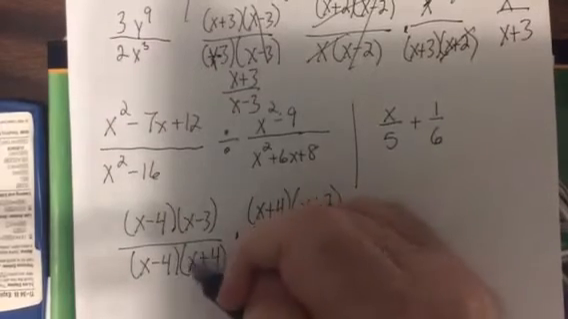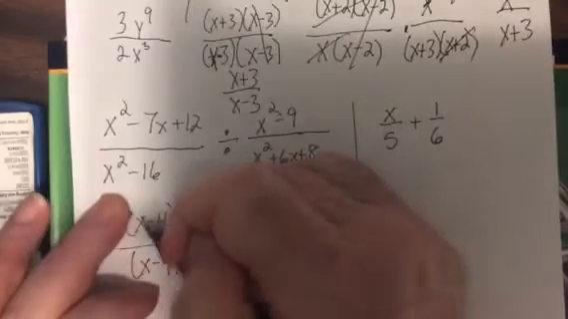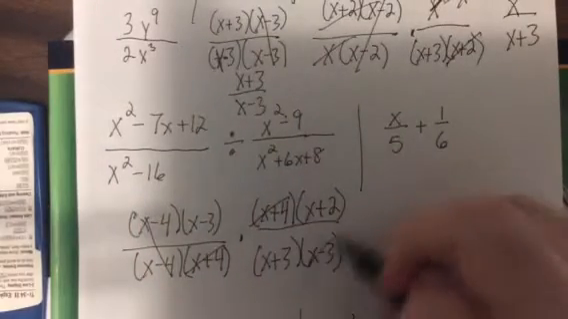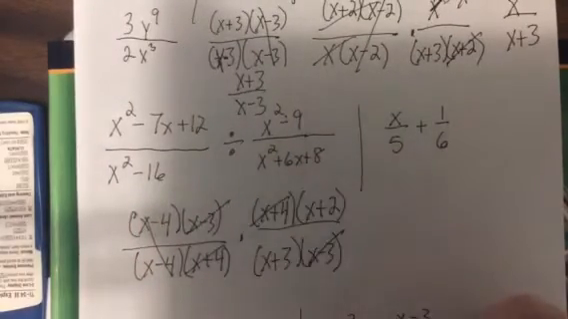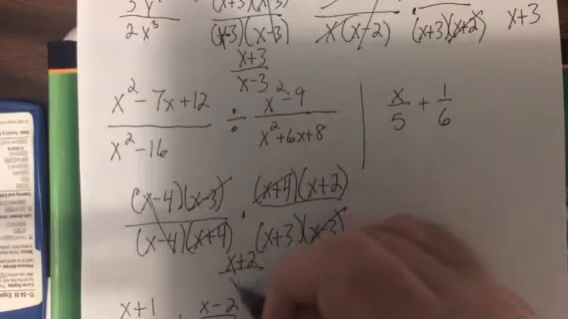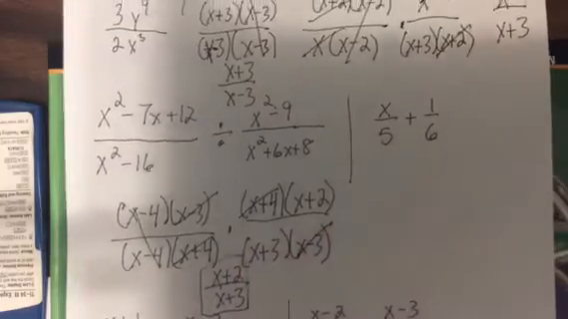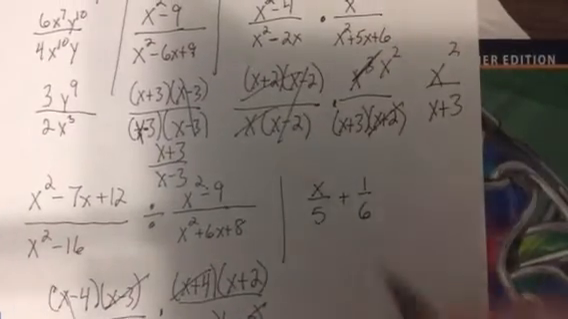So the x plus 4 is kaboom, kaboom. X minus 4 is ah ha ha ha. X minus 3 is woohoo. So we have x plus 2 over x plus 3. Now notice you could have a lot of terms left. You could have just a couple terms.